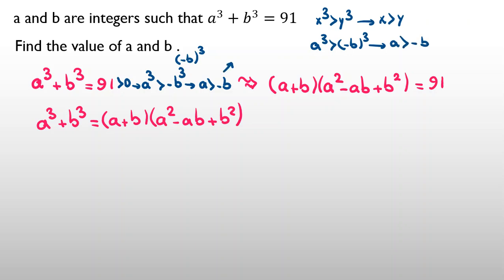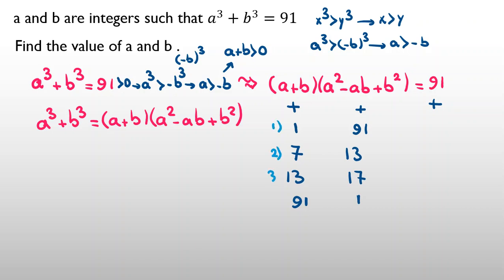So from here, if you take negative b to the left hand side, a plus b is positive. So this part is positive. This is also positive, so the middle one should also be positive. Now, if I want to check the cases, I can say it is 1 and 91, the next one 7 and 13, 13 and 7, and 91 and 1. Okay, so we have 4 cases.